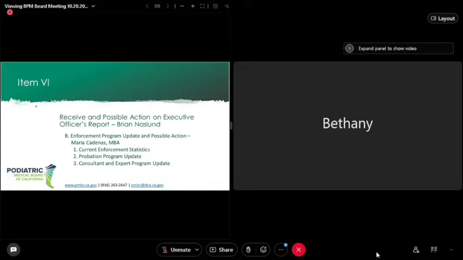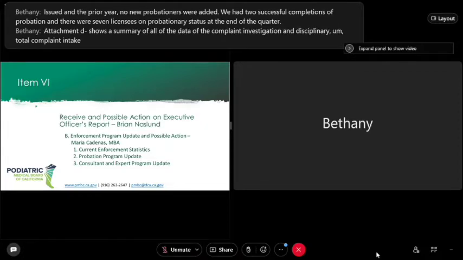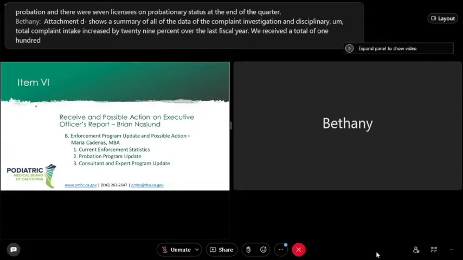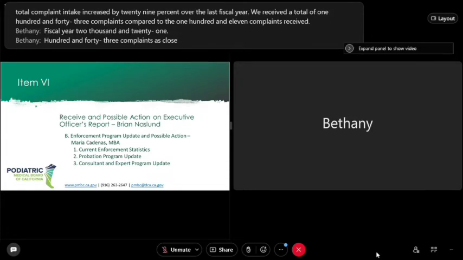Attachment D shows a summary of all of the data of the complaint investigation and disciplinary. Total complaint intake increased by 29% over the last fiscal year. We received a total of 143 complaints compared to the 111 complaints received in fiscal year 2021. 143 complaints is closer to our average. I think we had a decrease again due to the COVID.